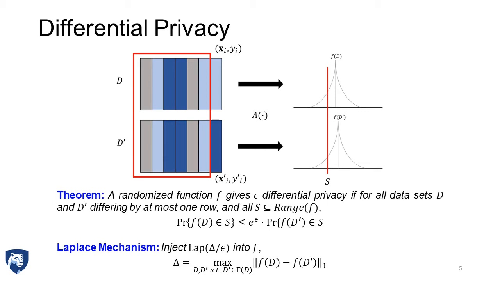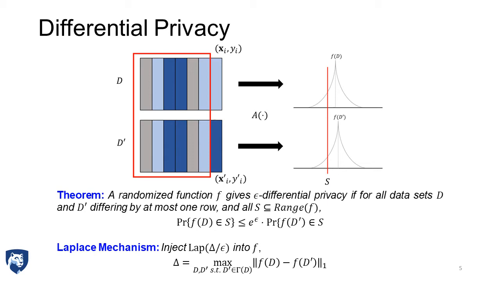For a privacy budget epsilon, a function is said to be epsilon differentially private if it adheres to the theorem on screen. Essentially, differential privacy defines the allowable difference in distributions derived from two databases after running a particular algorithm.